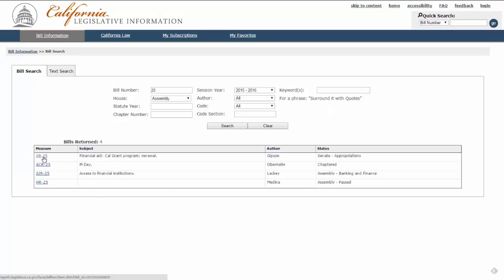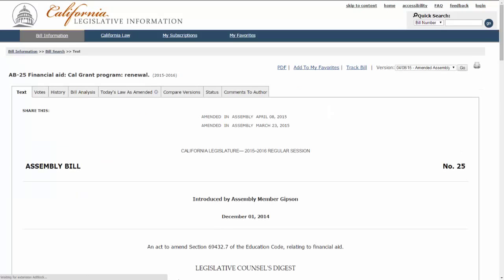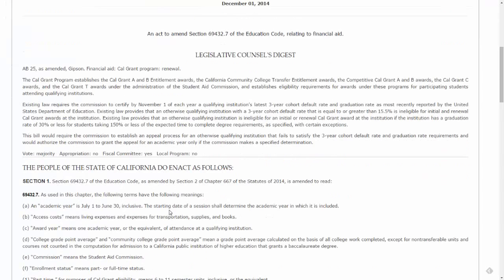Notice that there is more than 125 because we have different bill numbers. We have House bills, concurrent resolutions, joint resolutions. So we want AB 25. It's going to give me the Legislative Council's Digest, so a synopsis of the proposed legislation.